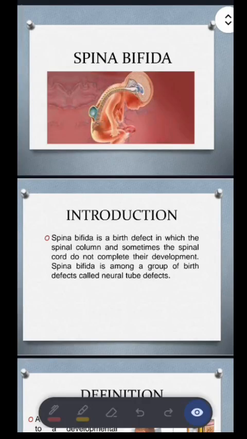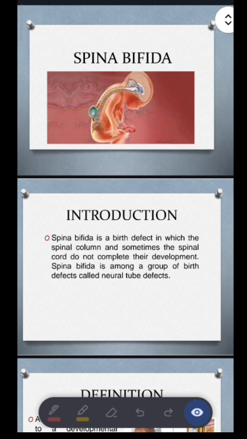So today we are discussing spina bifida. Spina bifida is a birth defect in which the spinal column and sometimes the spinal cord do not complete their development. Spina bifida is among a group of birth defects called neural tube defects. It is a congenital birth defect, mainly caused by a deficiency of folic acid in the first trimester of the pregnancy period.